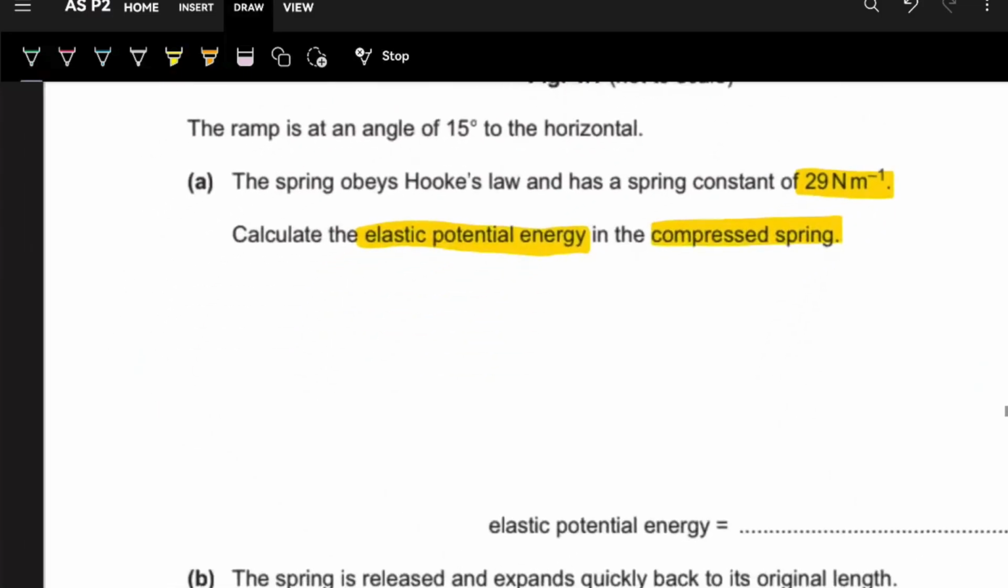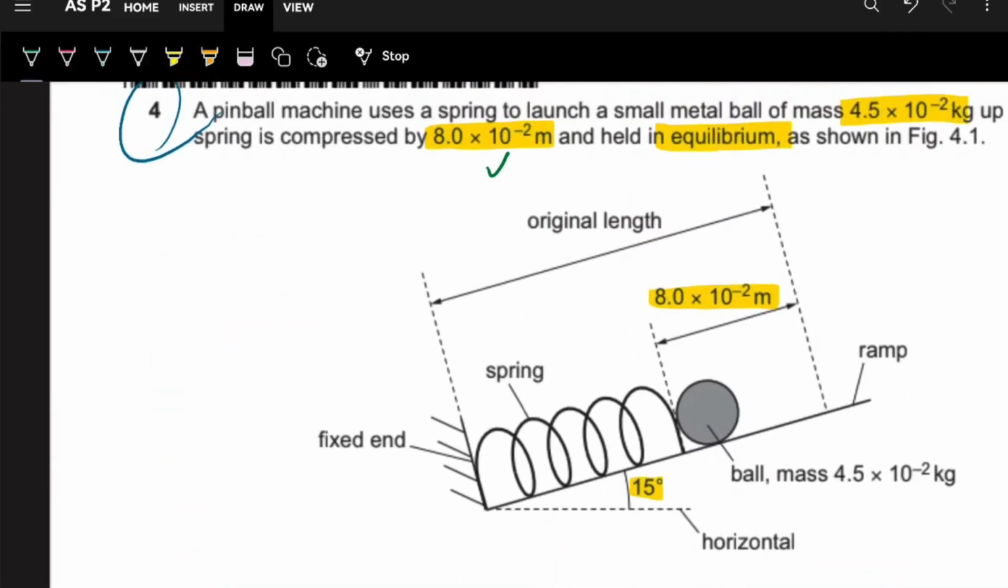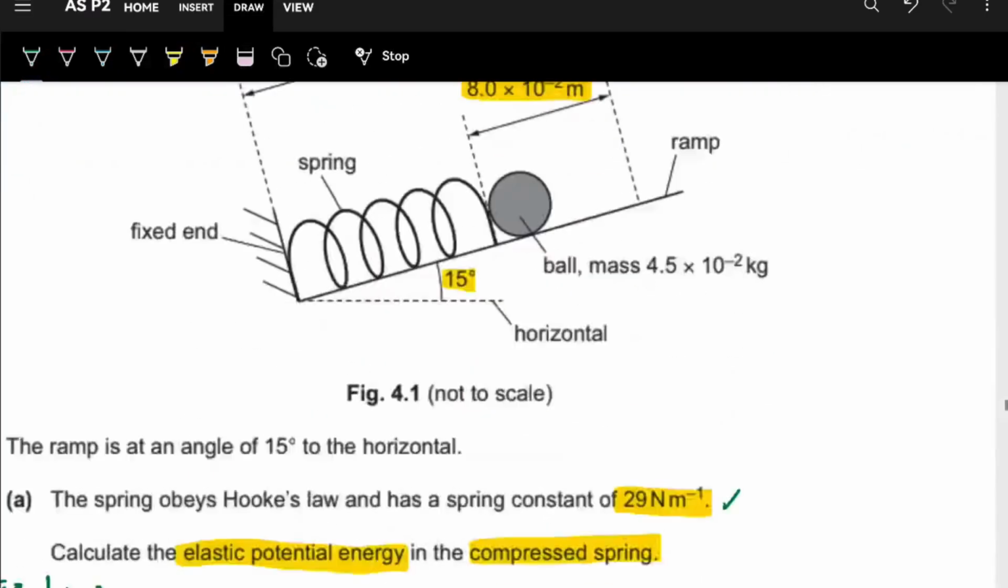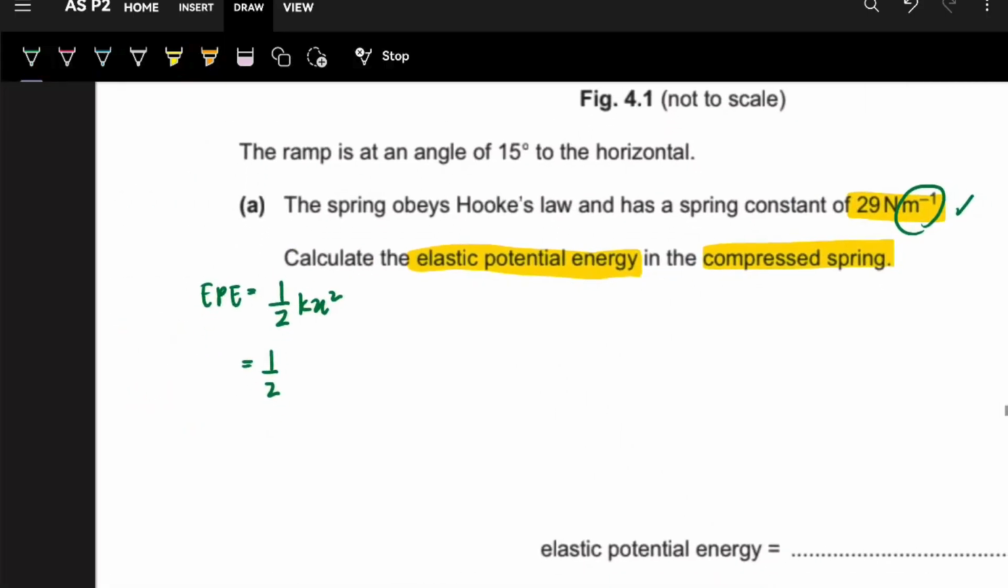We know elastic potential energy has this formula 1 over 2 kx squared, right? The spring constant is given, and we have our compression length, which is 8 times 10 to the power of negative 2. Before you proceed to perform your calculation, check your units. Make sure both are in meter. If they are not, please change it, otherwise you'll get an incorrect answer. Don't forget that. These are the small minor mistakes that will cause you to lose a lot of marks, which we don't want, right?